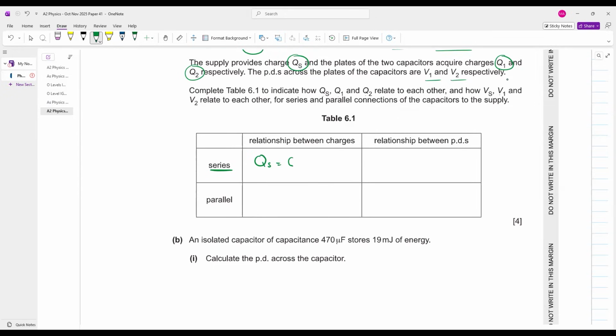what will happen? The total charge Qs is equal to the charge on capacitor 1 is equal to the charge on capacitor 2. However, if your capacitors are connected in parallel, the total charge Qs is equal to Q1 plus Q2. If your capacitors are connected in parallel, the total voltage Vs is equal to V1 is equal to V2. If your capacitors are connected in series, Vs is equal to V1 plus V2.